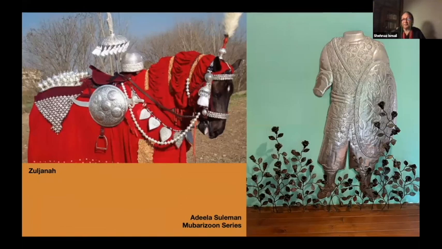This is, of course, my dear Adeela's work. On the right is the Mubarizun series, when she talked about her headless soldiers of the Caliphate army. And on the left is the Zuljana, which is the horse used as a symbol on the 10th of Muharram on Ashura, because Zuljana was Imam Hussein's horse, who is remembered for his loyalty, strength and endurance.